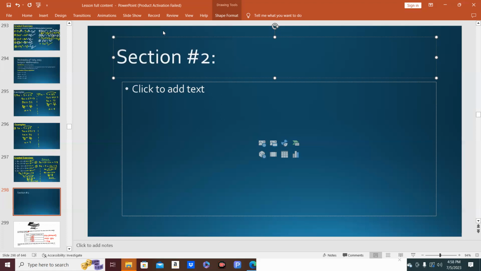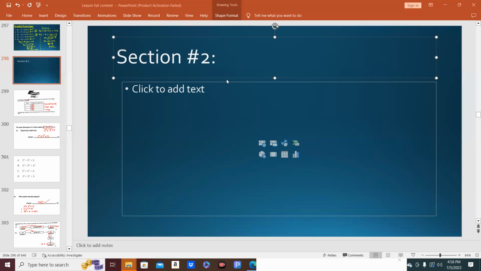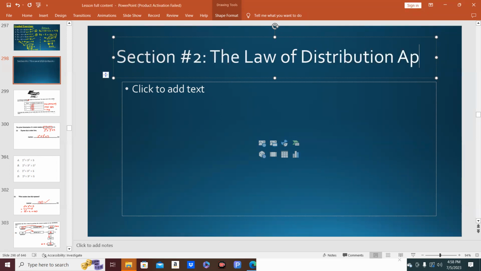Okay, let's move on to section 2. Section 2, we're going to be looking at the law of distribution, and how to apply that to algebraic expressions. So let's just call it the law of distribution applied.